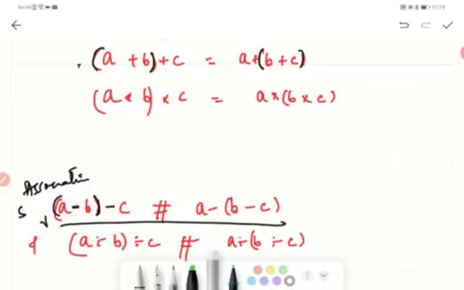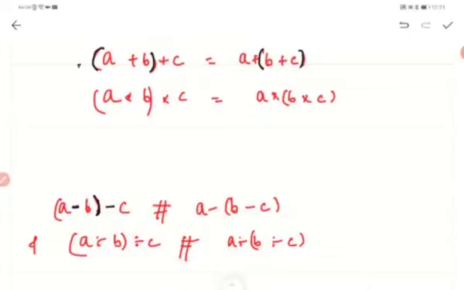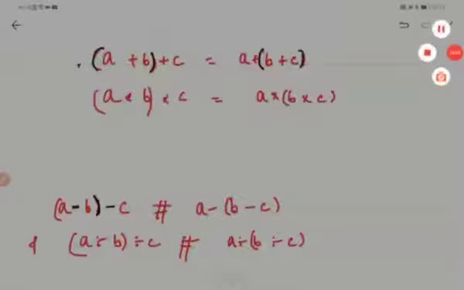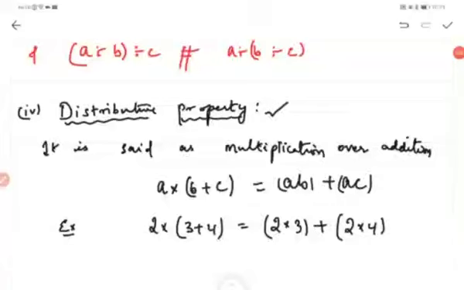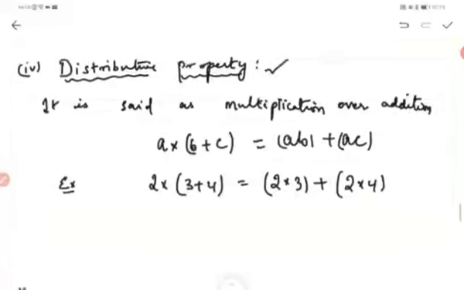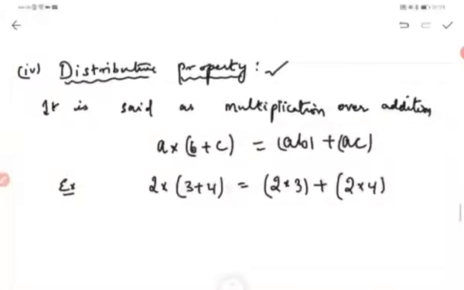Okay students, now let me go to the last property of whole numbers which you are going to see. It is distributive property, which is a very important property for simplification, for any kind of numbers, or for proving the given.